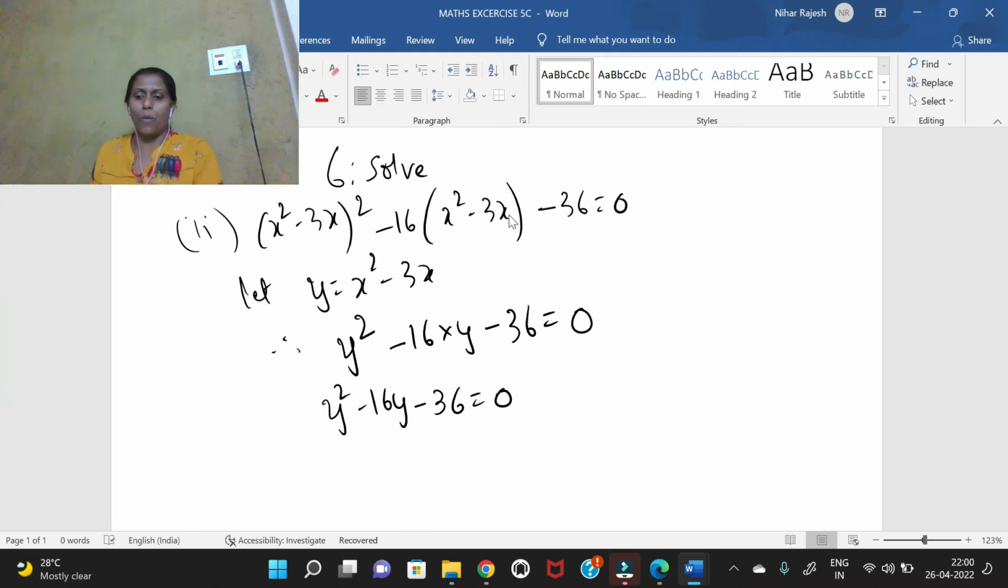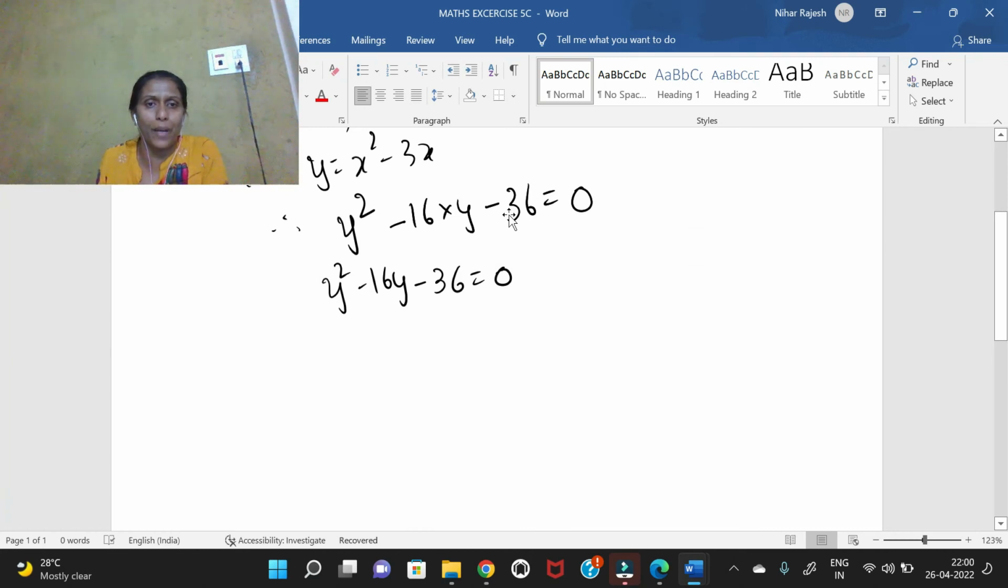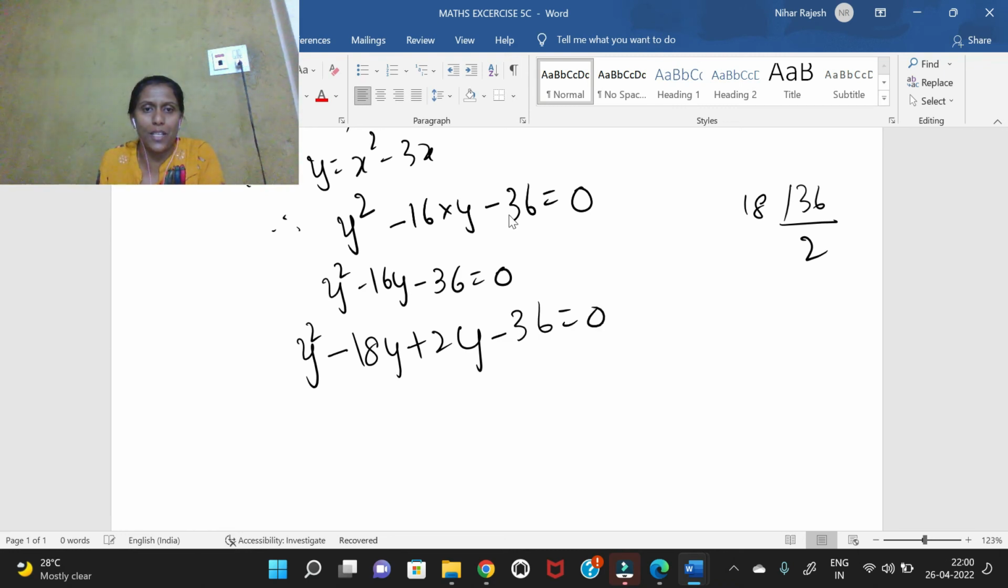So, now we need to find the factors. Are we going by formula or are we going by finding the factors? We can do anything. Look, for 36, we have two options. Is it 6 into 6 or is it 18 into 2? 18 minus 2 is 16 and 18 twos are 36. So, just manipulate with the signs. Minus 18y plus 2y minus 36 equal to 0. I request you to do the rest of the things and then assign.